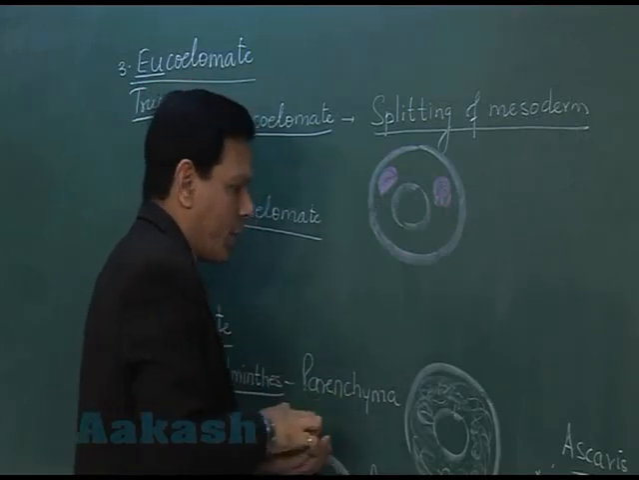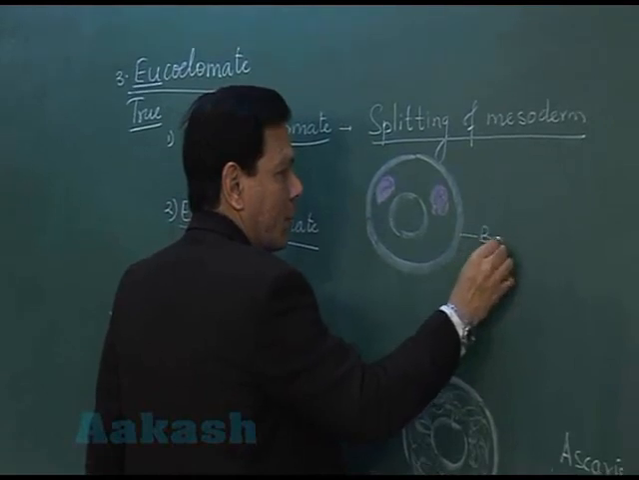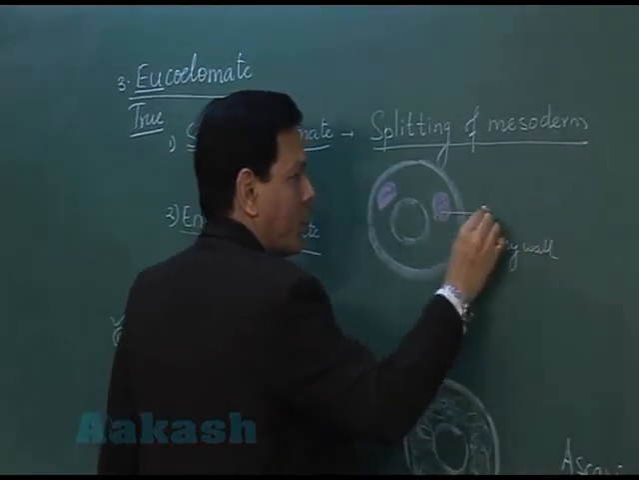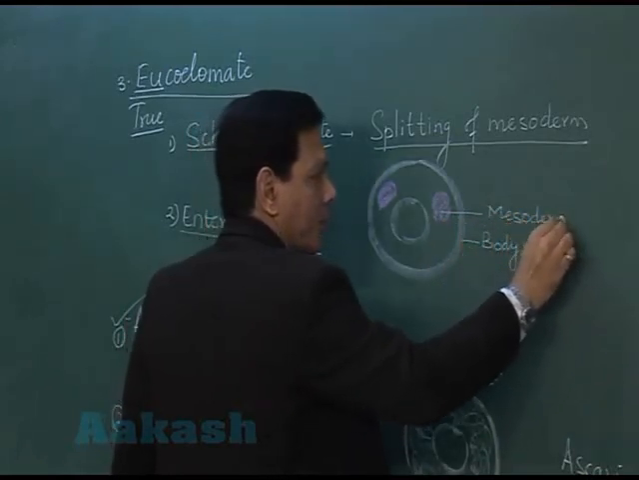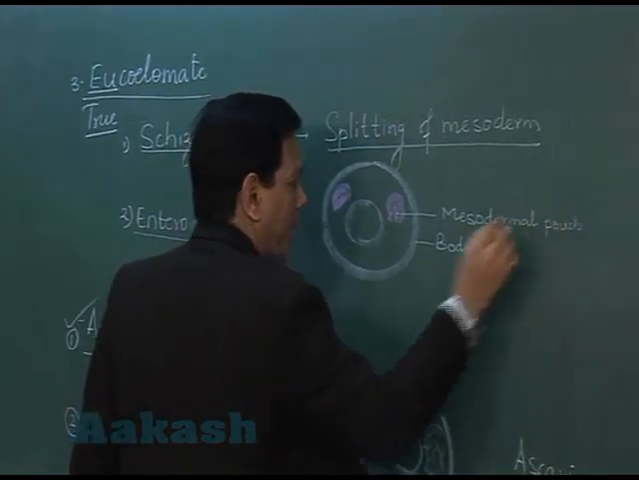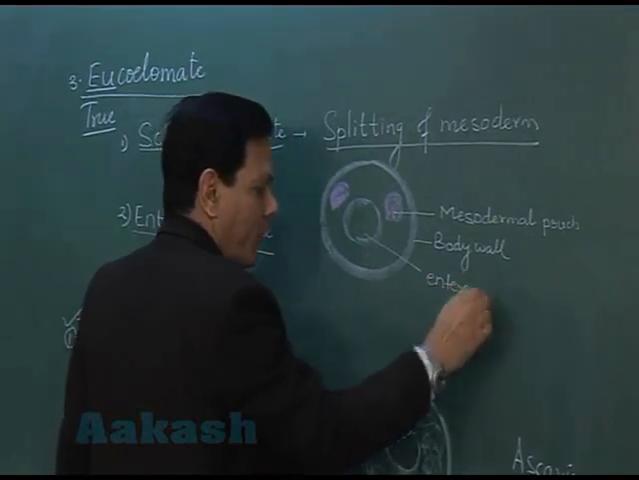Now, this one is, that's a body wall. This is the mesodermal pouch, and this is the enteron part.